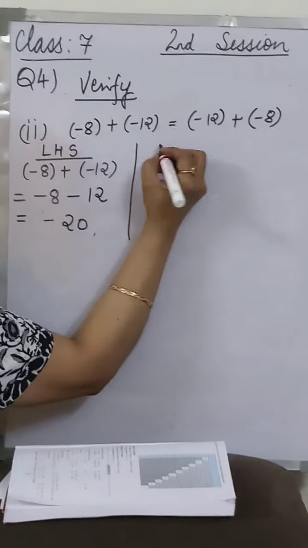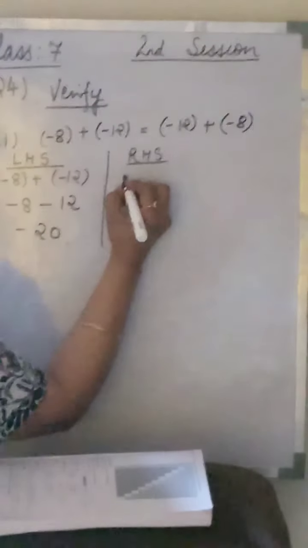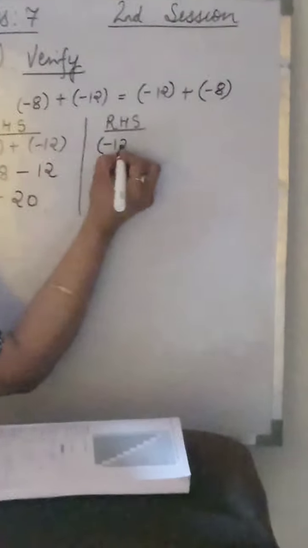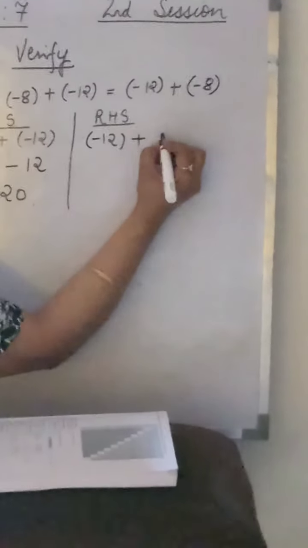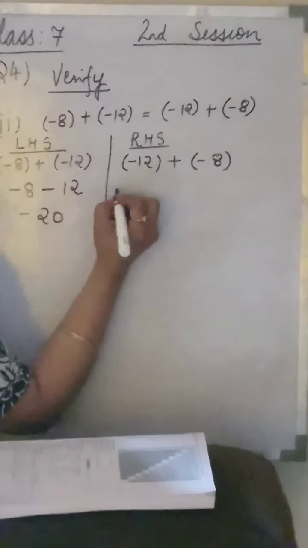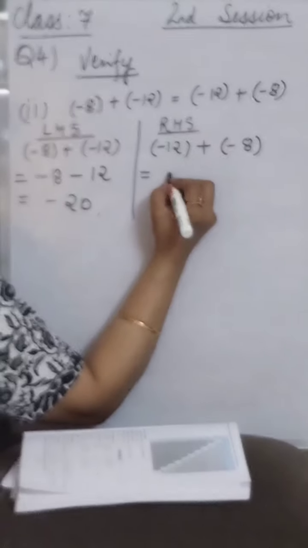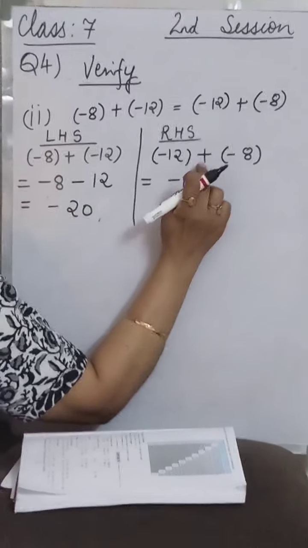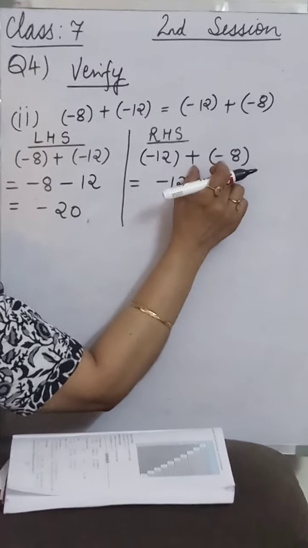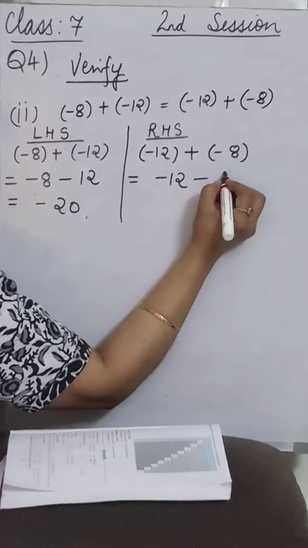We draw the line in between, then we copy the RHS, right hand side, and what we write in that is minus 12 plus minus 8. We copy down the RHS part. Now what we do, we remove the brackets. Minus 12, this is plus, this is minus, different sign, we need to keep the negative sign and 8.